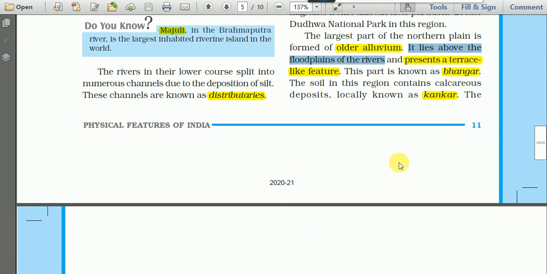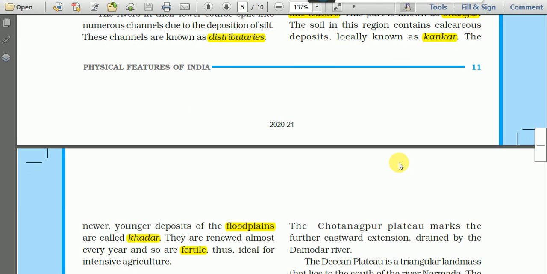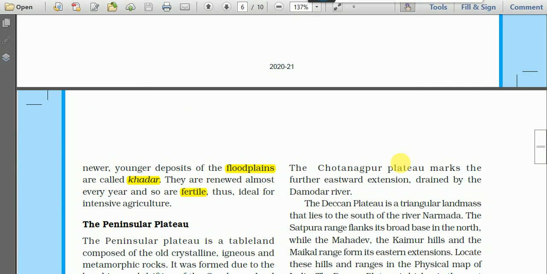So any questions, boys and girls, are you clear? Any questions about the northern plains, or about the khadar, about bhangar?